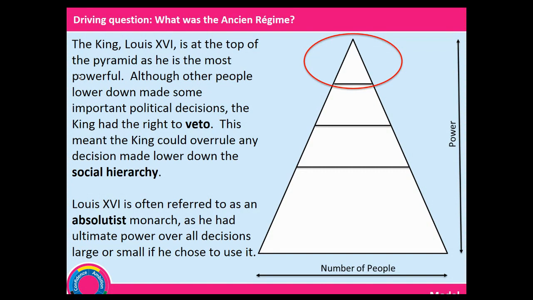The king, Louis XVI, is at the top of the pyramid, as he is the most powerful. Although other people lower down made some important political decisions, the king had the right to veto. This meant the king could overrule any decision made lower down the social hierarchy. Louis XVI is often referred to as an absolutist monarch, as he had ultimate power over all decisions, large or small, if he chose to use it.